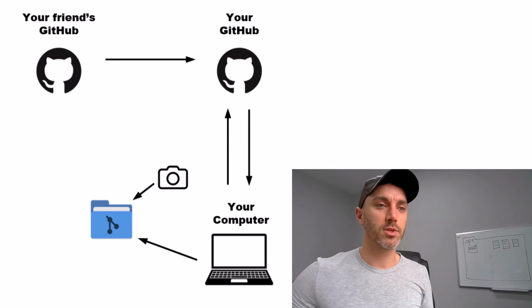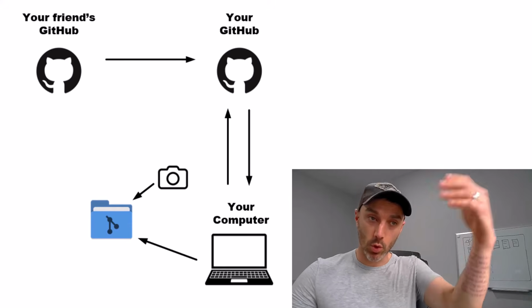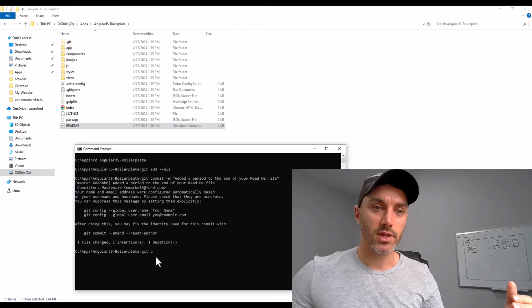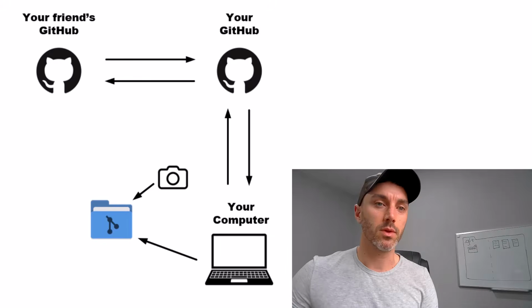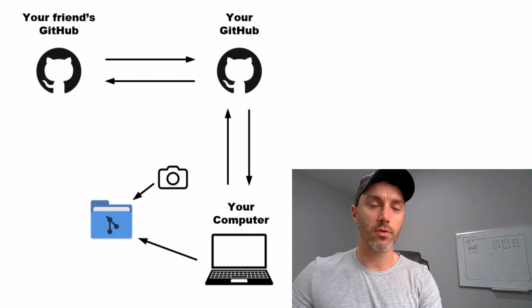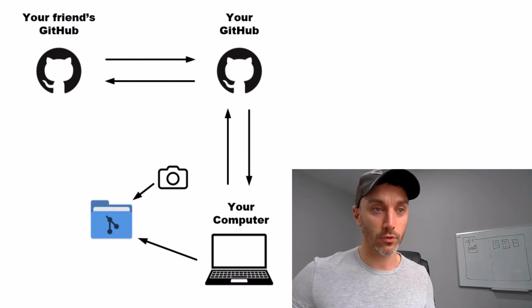The next step is to move that snapshot of your changes up to your GitHub account. The command for this is git push. You are pushing it from your computer up to your GitHub account. And you're allowed to push it because you own your GitHub account. The next step is to move the code from your GitHub account to your friend's GitHub account. You can't push it over to his account because you don't own that. You're not allowed to just push any changes you want to somebody else's account.